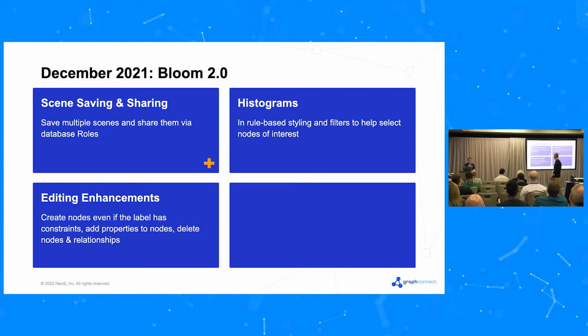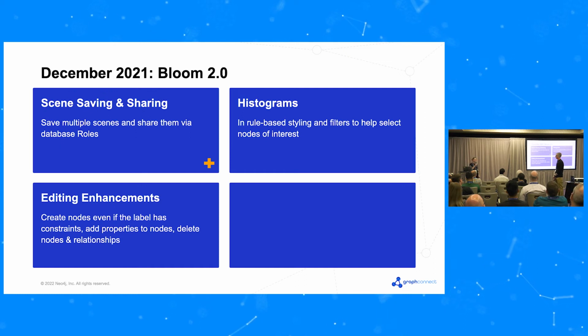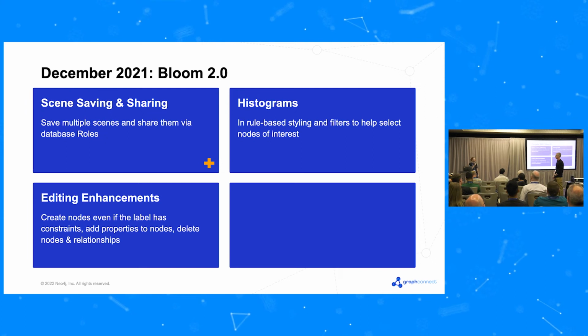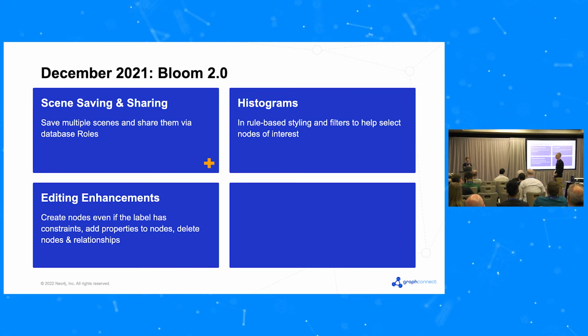Next one, histograms. These are available to help you set values, both for rule-based styling and filtering. It's based on the values available in your scene and applicable to numerical properties.